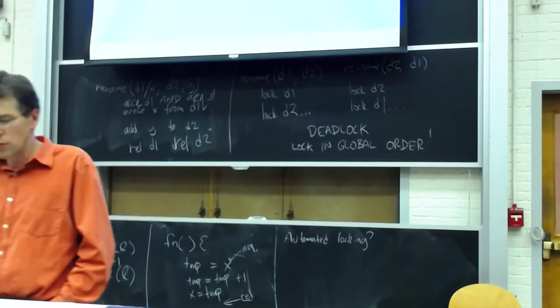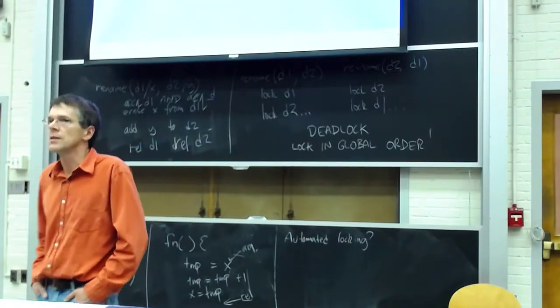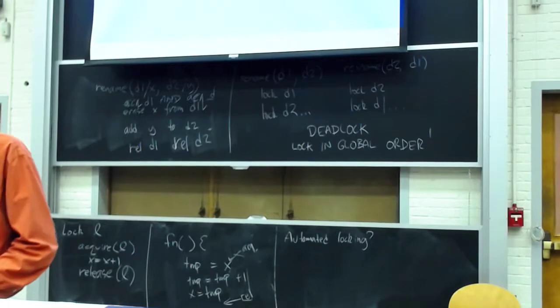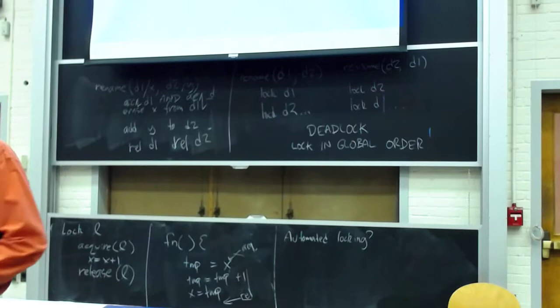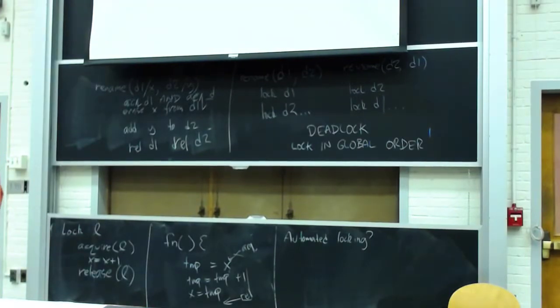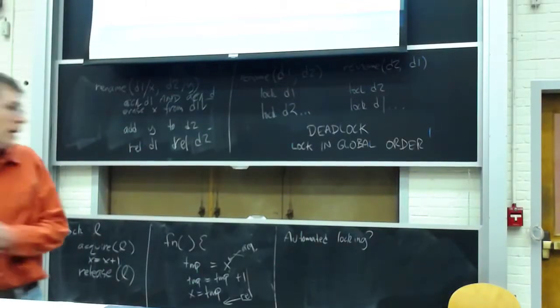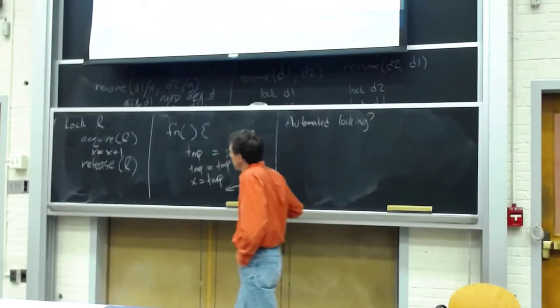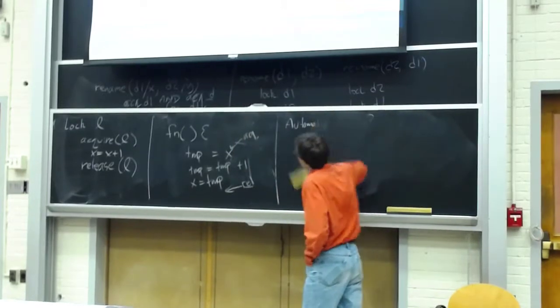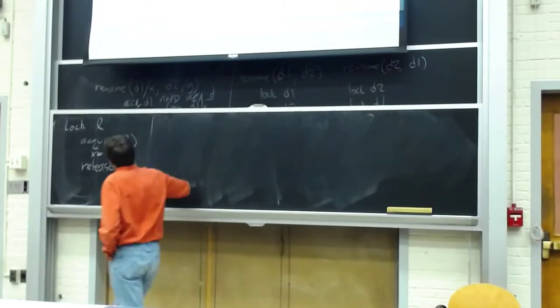Good. So let's switch now to looking at how locking is actually implemented in XV6. I'm going to start by looking at the use of locks in ide.c, in particular in iderw. This is the low-level function that sends block read and write requests to the disk.